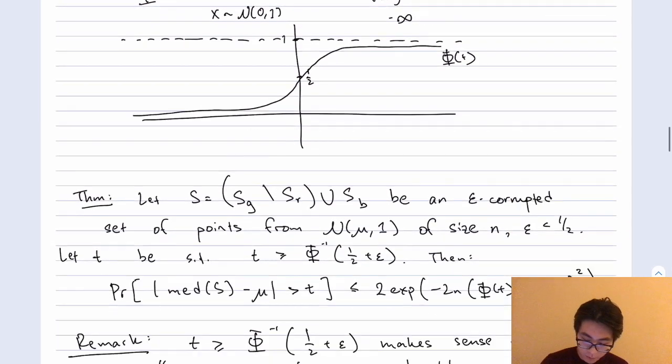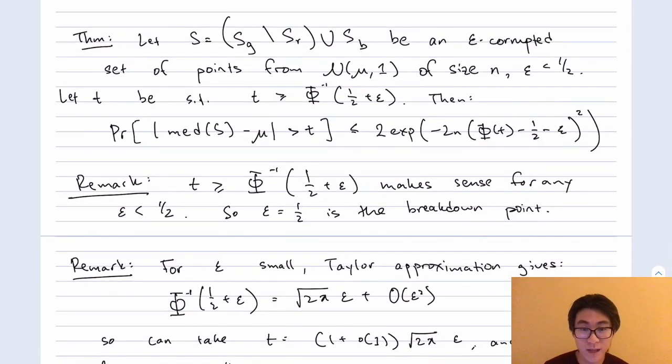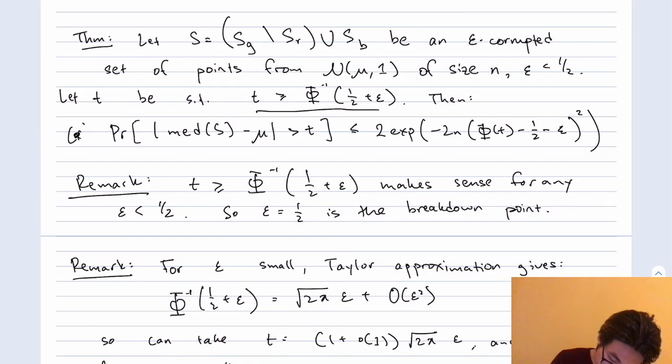Okay, so the theorem I'm going to prove looks a little bit complicated, but I'll parse it for you. Suppose S is an epsilon corrupted set of points from a Gaussian with mean mu and variance 1. To recall, this means that S can be written as a good set, minus removed, union bad. Suppose it has size n, and let the epsilon corruption be less than 1/2. Let t be such that t is greater than phi inverse of 1/2 plus epsilon. Then we have this slightly complicated looking guarantee: the probability that the median of S minus mu exceeds t is at most 2 times the exponential of minus 2n times this quantity, which you can read.